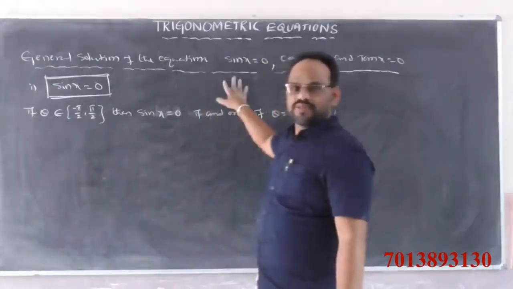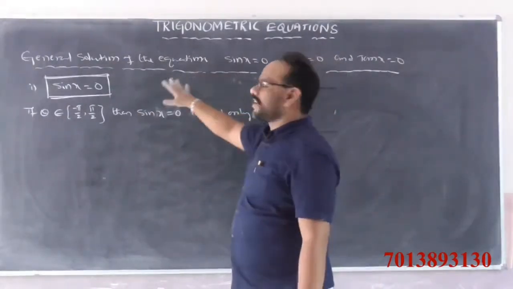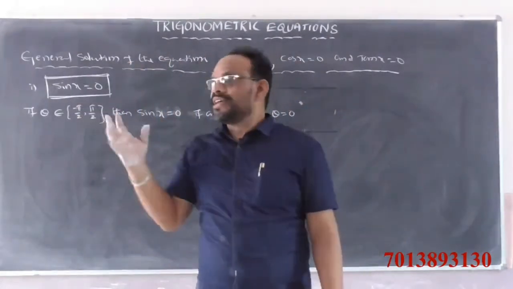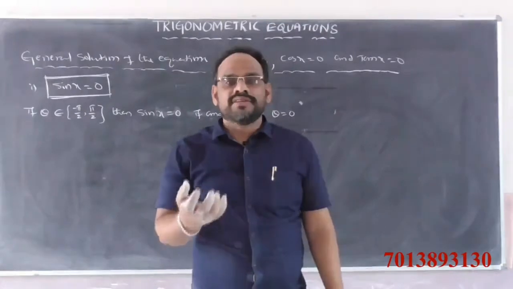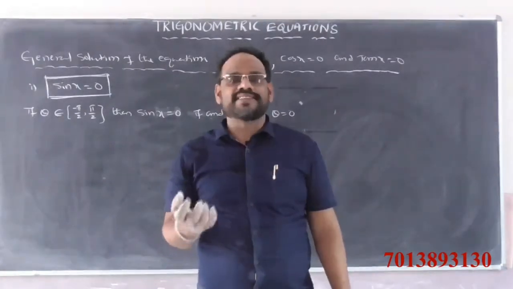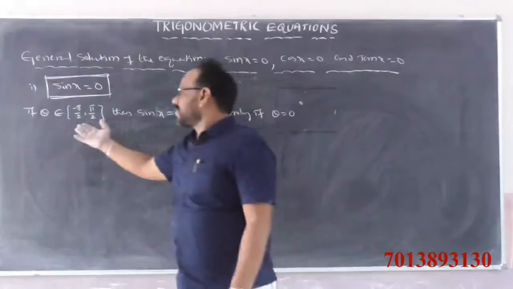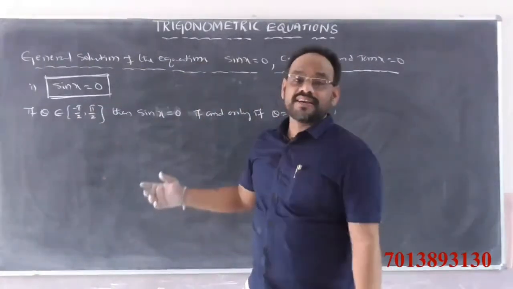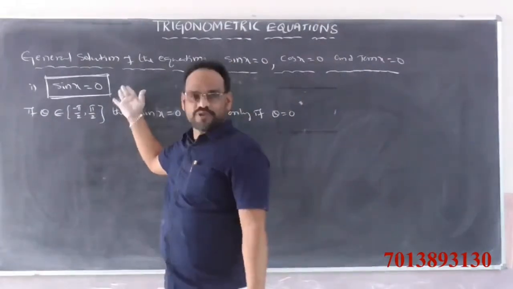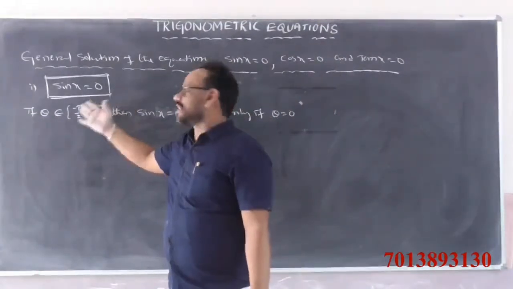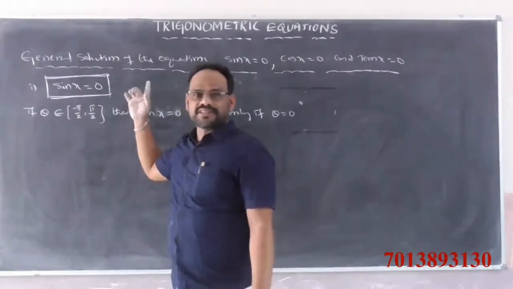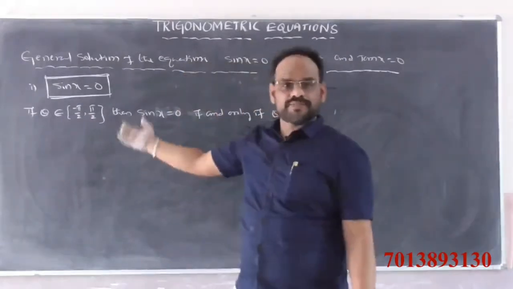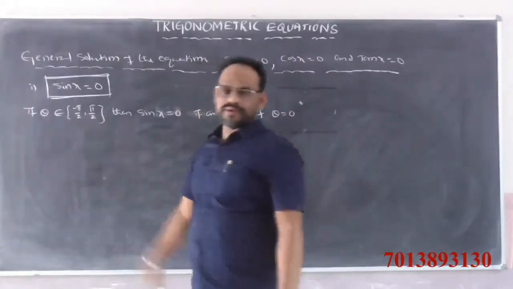We want the general solutions of the given trigonometric equation. First of all, we find the general solution of sin x equals 0. How to find the general solution of sin x equals k? First of all, take theta as the principal solution of the given trigonometric equation. Theta always lies in the closed interval minus pi by 2 to plus pi by 2.